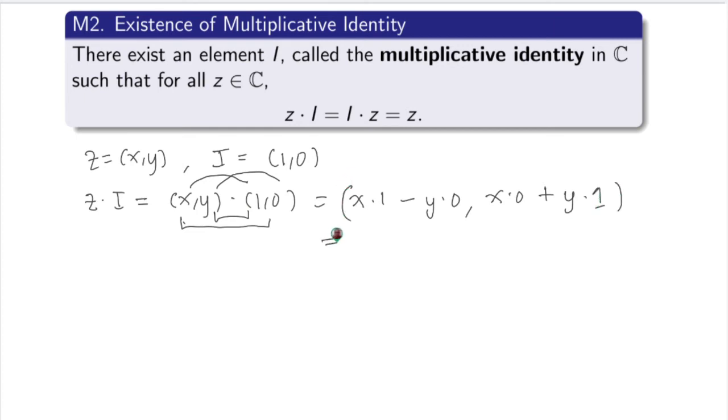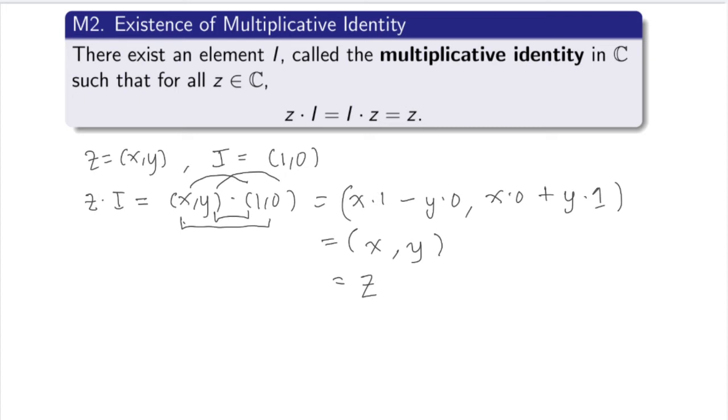Looking at the components, since x times 1 and y times 0 are real numbers, and in the set of real numbers, 1 is the identity element for multiplication, so we have x times 1 equals x, y times 0 is 0. So the real part is simply x. For the imaginary part, we have x times 0 equals 0, and y times 1 equals y. So we have y as the imaginary part. And this is just the complex number C. So that means C times the complex number (1, 0) is equal to C.